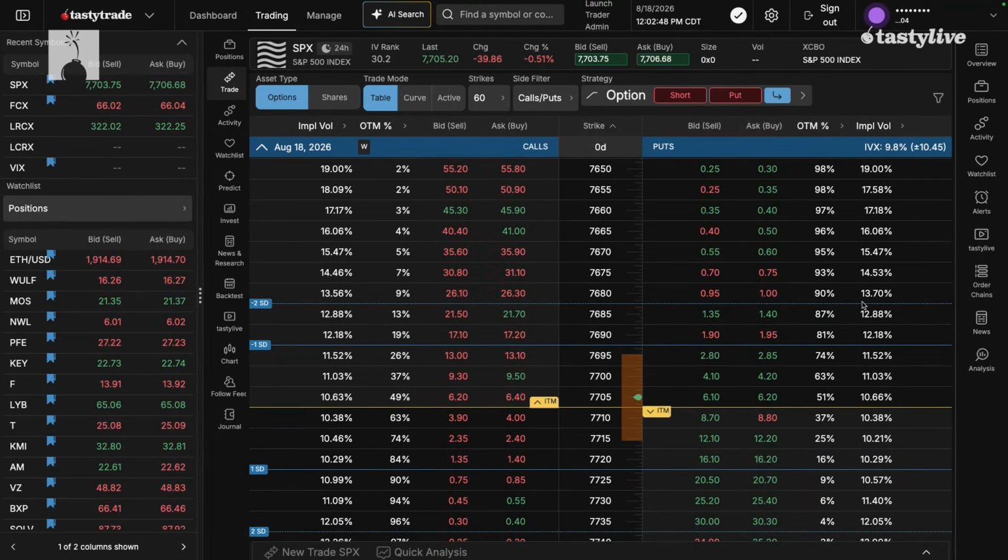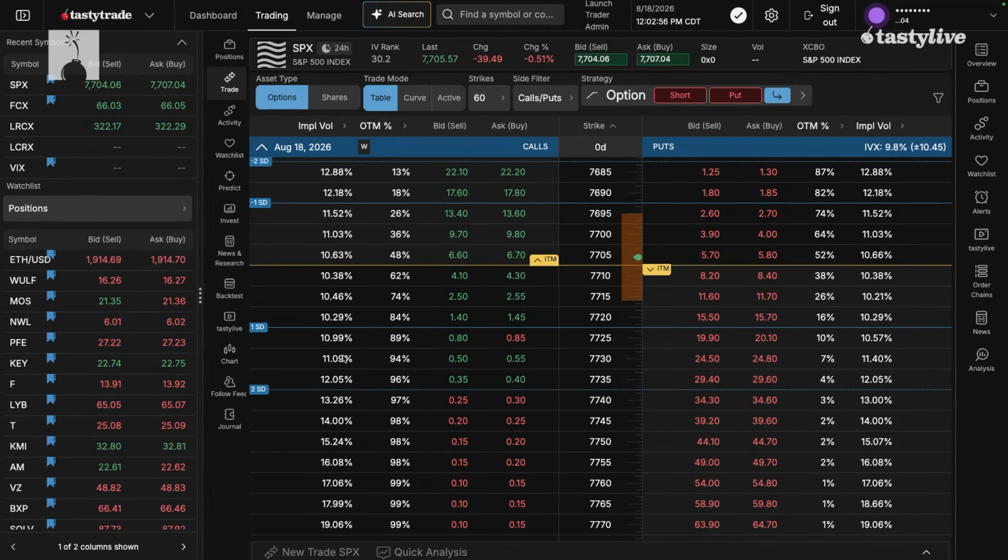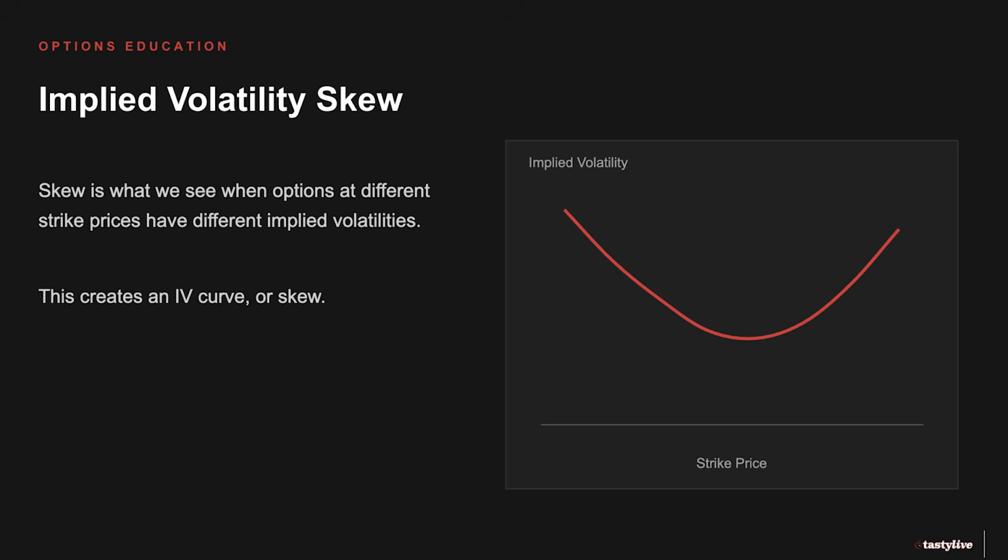76.70 is 15%. Let's look at the call side. The 77.25 is 10.99. The 77.30 is 11.09. Do you see how they are different at the different strike prices? That is called implied volatility skew. Okay? It looks like a curve.